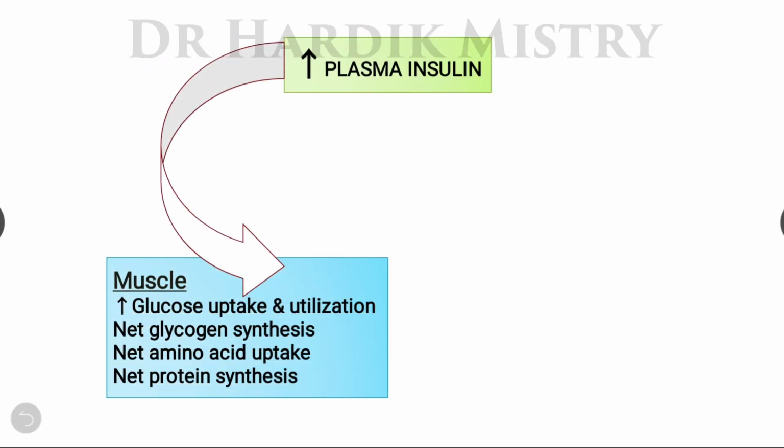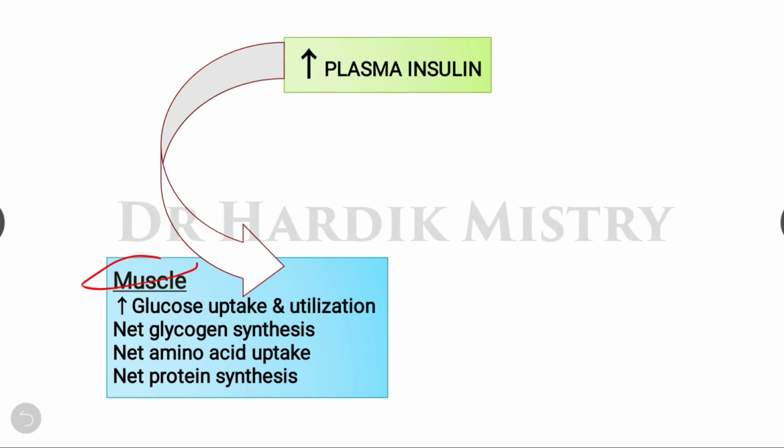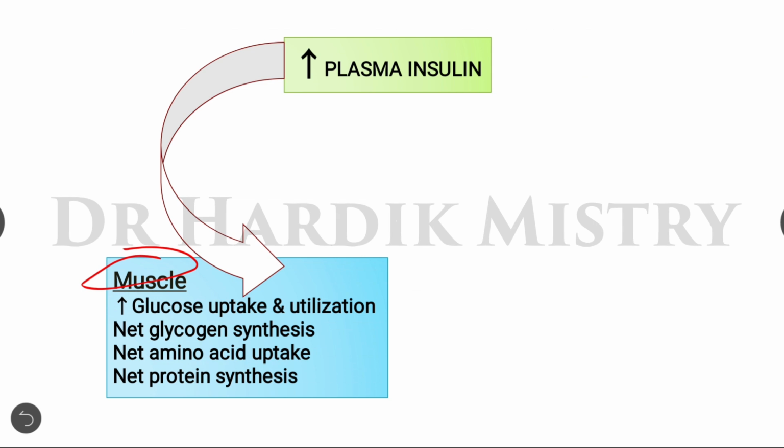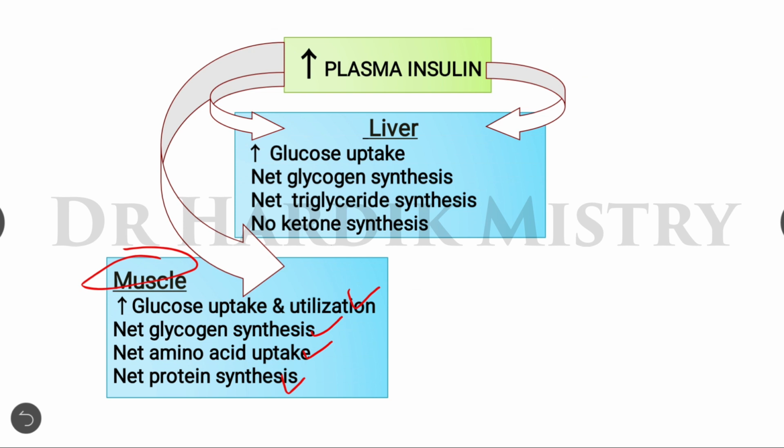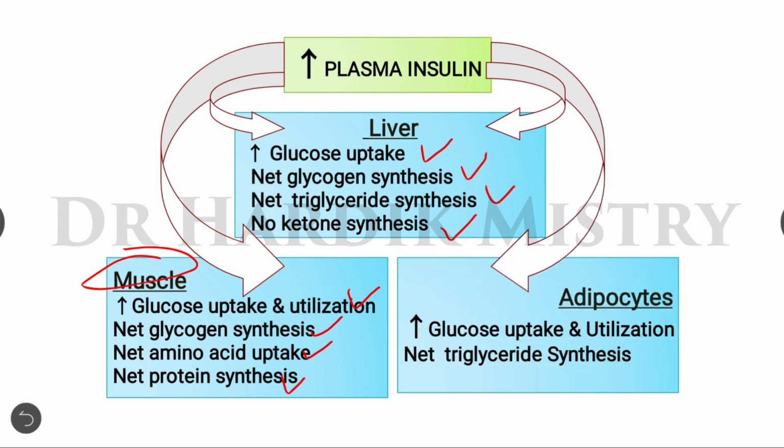So when the plasma insulin level increases inside the muscle, what will be the effect? It increases glucose uptake and utilization, net glycogen synthesis, net amino acid uptake, and net protein synthesis. Now what is the effect over the liver? It increases glucose uptake, net glycogen synthesis, net triglyceride synthesis, no ketone synthesis. Now what is the effect on the adipocytes? It increases glucose uptake and utilization, net triglyceride synthesis. So that is the summary when the plasma insulin level is increased: the effect on liver, muscle and adipocytes.